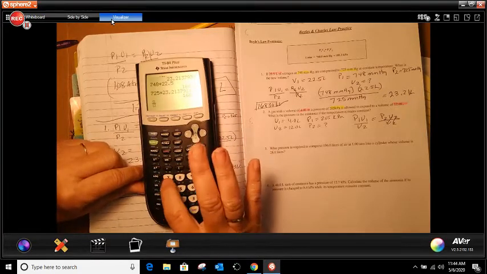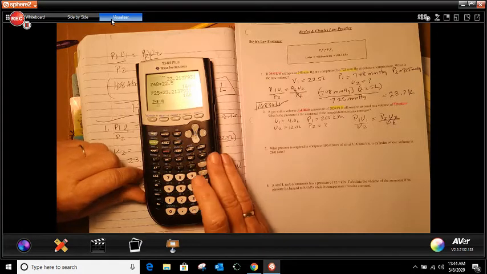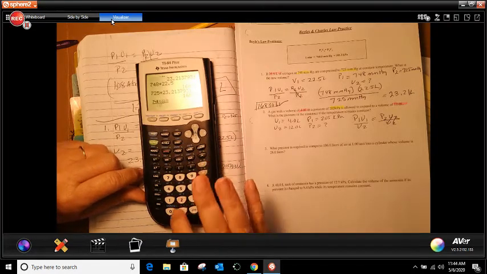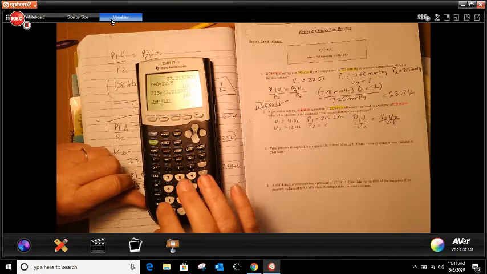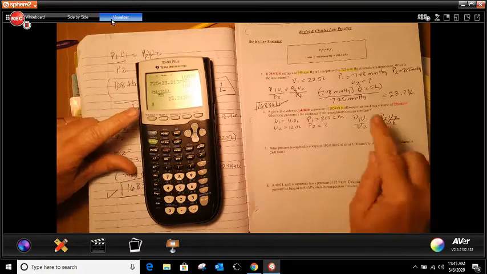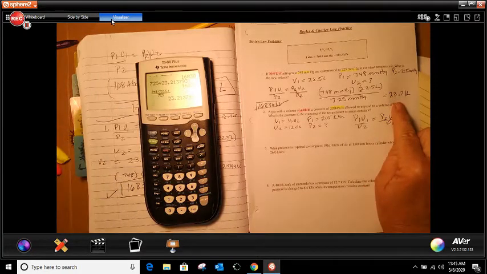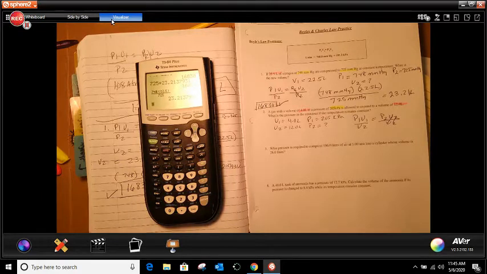You're going to do your 748, and then we're going to multiply that by our 22.5. Then we're going to take our 725 and divide, and we get 22.21.